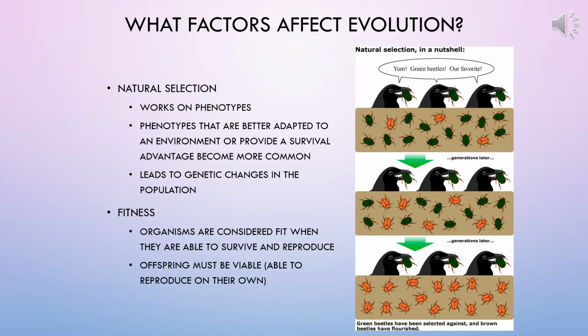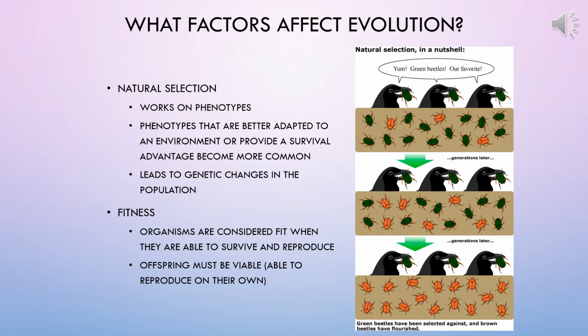So once we understand that evolution is the change in the frequencies of alleles in a population over time, and that we can understand those alleles by looking at the phenotypes, the physical expression, how do we then understand how evolution happens in an ecosystem? The major factor affecting evolution is what's called natural selection. Natural selection was first proposed by Charles Darwin after his research in the Galapagos Islands on the HMS Beagle.